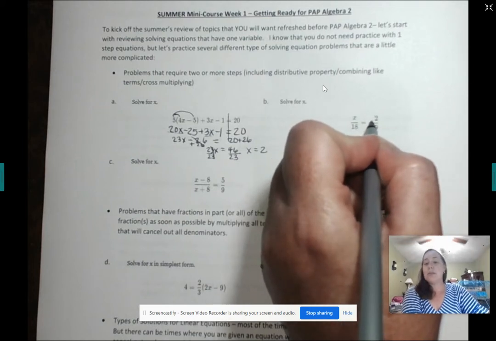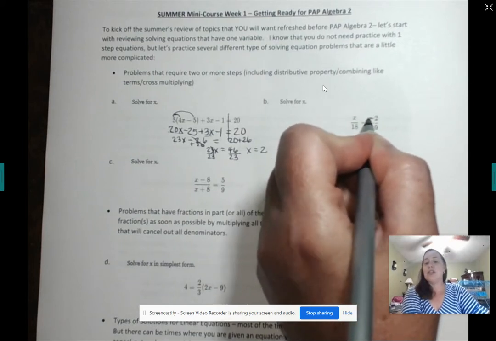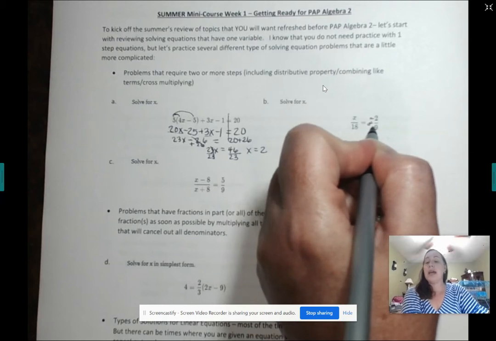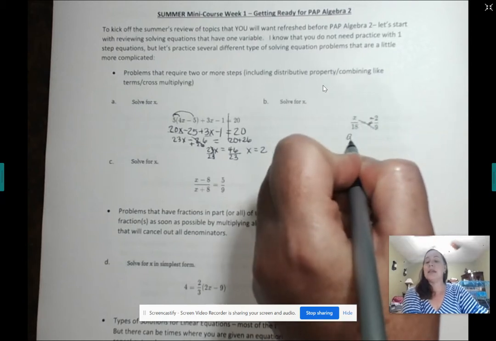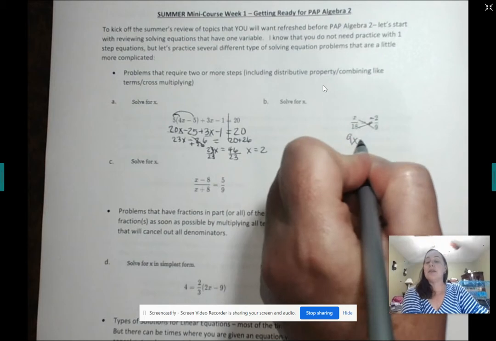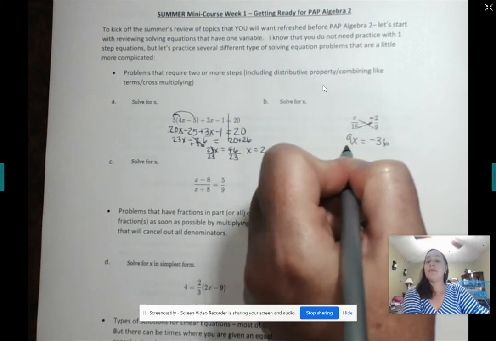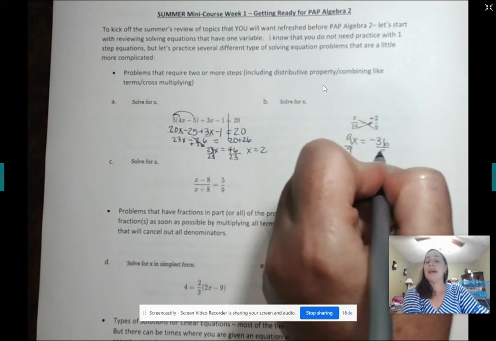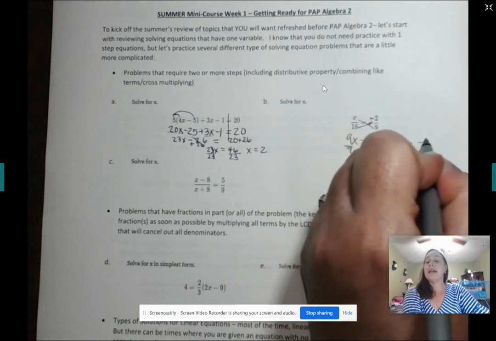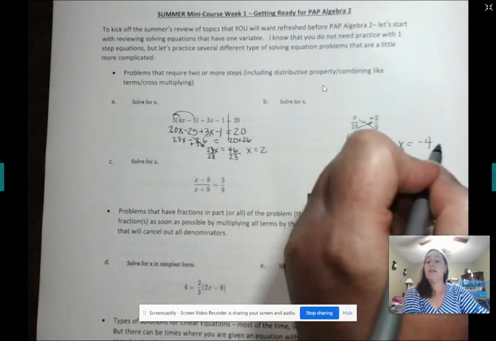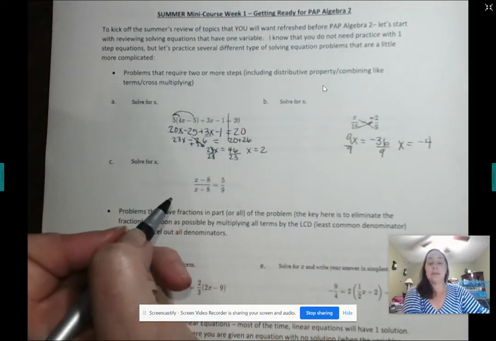So I'm going to choose to put the minus or the negative sign with the 2, and I'm going to cross multiply 9 times x and 18 times negative 2 and divide by 9. And that gives me the solution for x is negative 4. You'll type in negative 4 into Delta Math and hit submit.